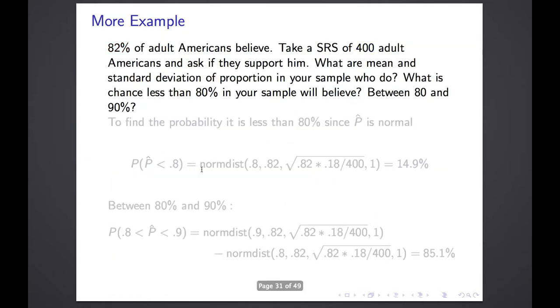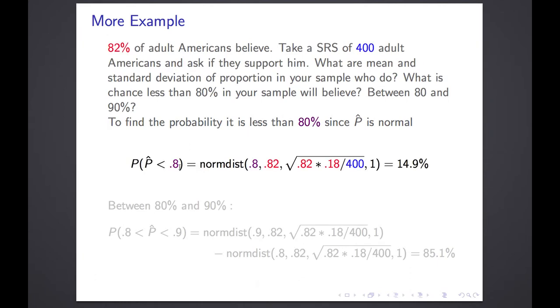Okay, and here's the payoff. If you know a variable is normal, you know its mean, and you know its standard deviation, you know everything about it. So when I ask, what's the chance that less than 80% in your sample believe in God, you use norm dist, right? The probability that p hat is less than 0.8, because p hat is normal, is norm dist. 0.8 goes first, the mean goes second. Here's our standard deviation, comma, our ritualistic one, close parentheses, and that works out to 14.9%.